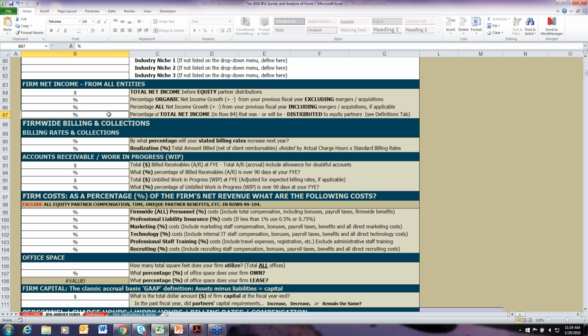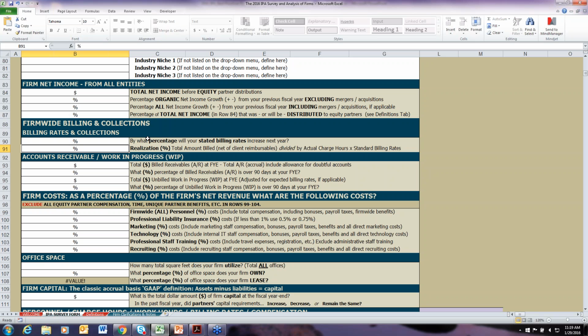Here in row 87, let me call your attention to that. We want to know how much of the net income is expected to be distributed to equity partners, either during the fiscal year reported or in the first few months of the current fiscal year, in the form of compensation, bonuses, unique benefits, profit sharing, etc. For instance, if all of the profits are earmarked for distribution, please type in 100% here. If only 90% of the profits are going to be for distribution, 90% should go there.